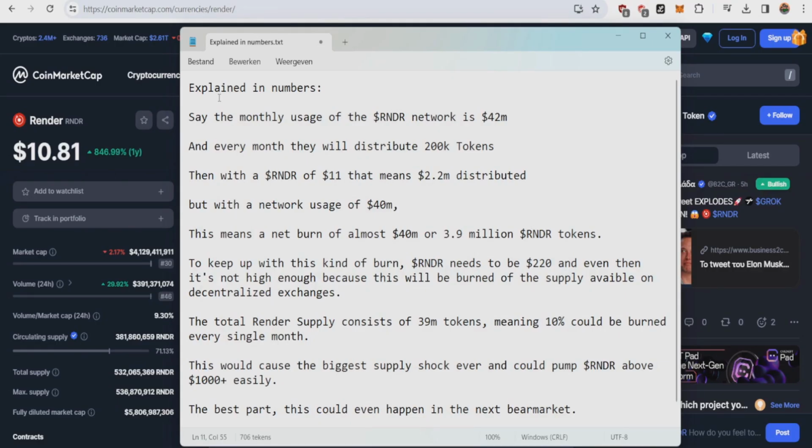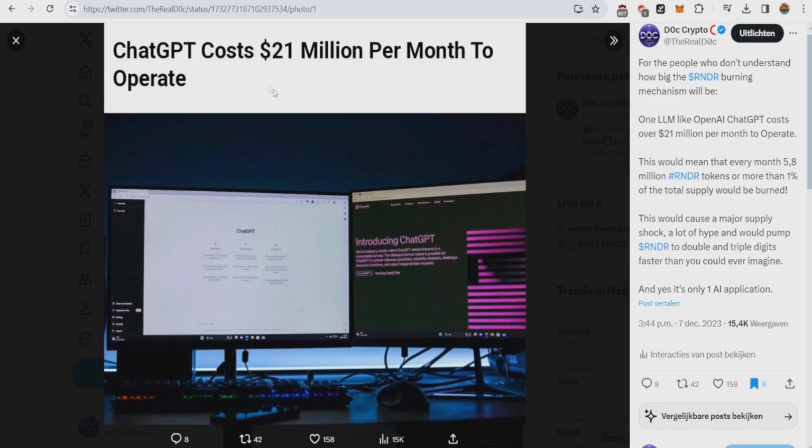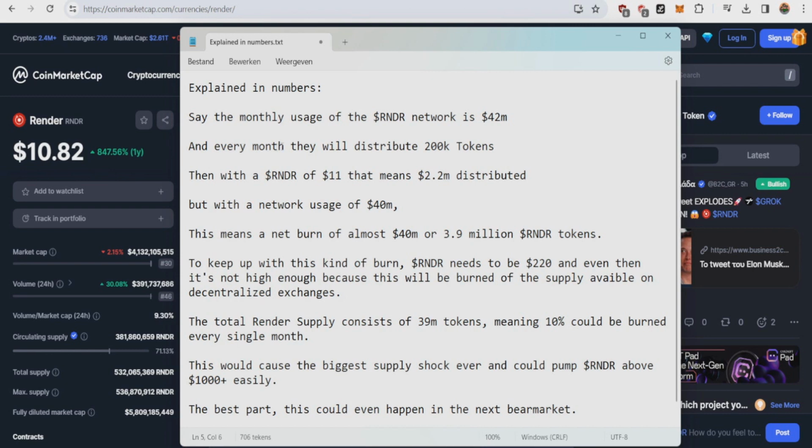So now let's explain everything we talked about today in numbers. Say that the monthly usage of the render network could be 42 million. This 42 million is based off the cost of ChatGPT, which is currently 21 million. I made it 42 million because OpenAI Sora will be much more expensive, like it was confirmed by the CTO of OpenAI. And every month they will distribute 200,000 tokens.